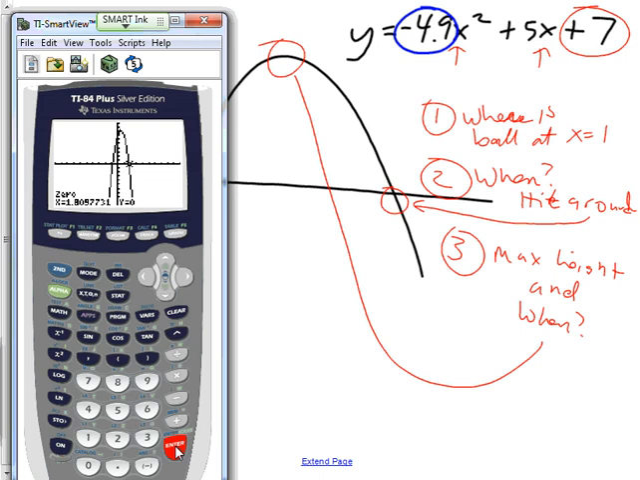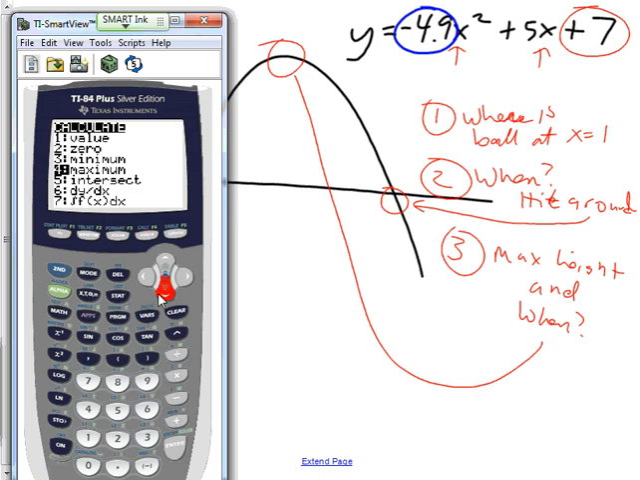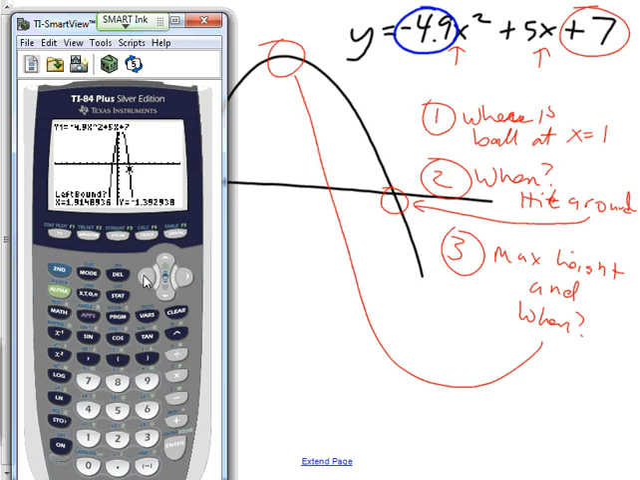All right. And what was the highest it ever went? Well, that's the max thing. So we go to second, calculate maximum, and that's right there. And I get to the left of the maximum. Doesn't matter if I'm perfect, I just need to be somewhere to the left of it. Then I get to the right of it, and then I just hit enter for the last one.